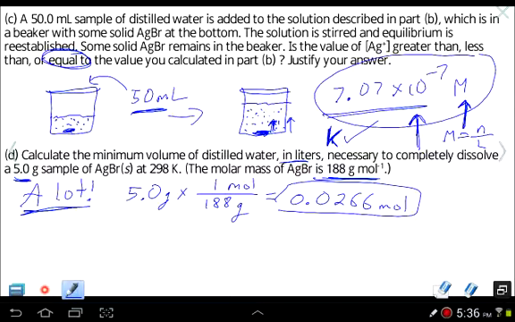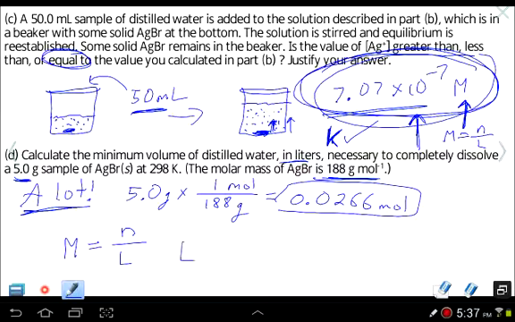So what we have to find out is how many liters is necessary to dissolve this much. There's a number of ways of doing this, but let's use our molarity equation. Molarity is moles over liter. Our molarity is here. This is the molarity that's soluble. So let's rearrange the equation to solve for liters, which would mean moles over molarity. Our moles is 0.0266. Our molarity is 7.07 times 10 to the negative 7th.